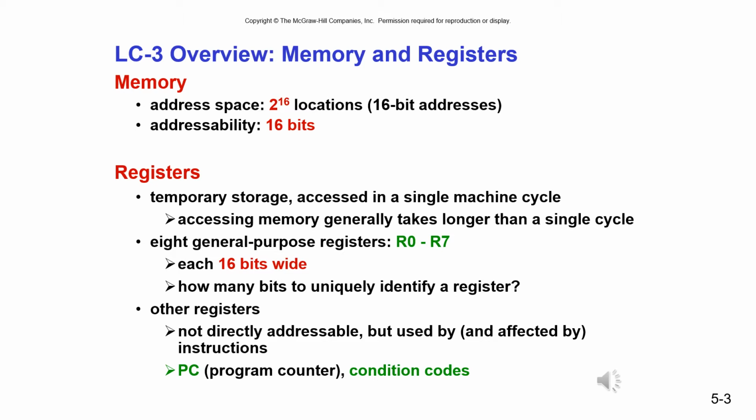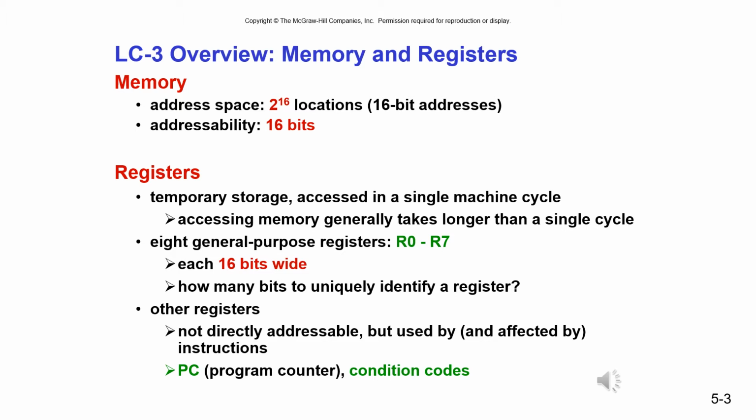The LC3 has an address space of 2 to the 16th locations, and each one of those memory addresses is 16 bits, thus the addressability. It's a 16-bit instruction set architecture. There are 8 registers. Registers are temporary storage locations accessed in a single machine cycle. They are right there in the processor. Accessing memory takes longer than a single machine cycle. So the more registers you have, the quicker you can handle processing.